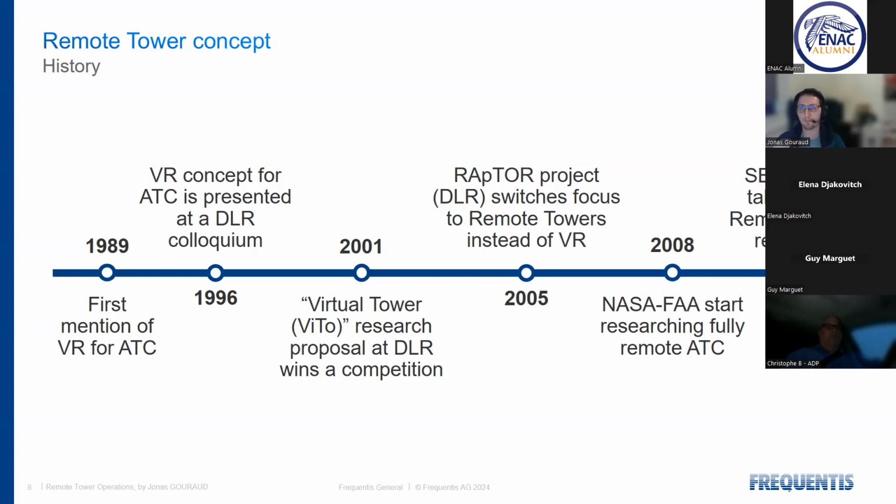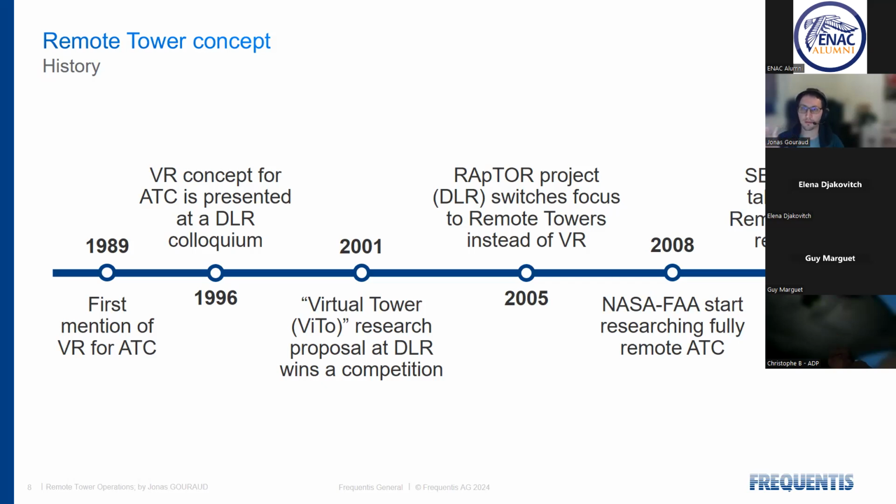It was used during some discussions between DLR and FAA. So DLR, which is Germany, and FAA, which is the ANSP for the USA. And then after some research during the RAPTOR project, the European research switched to using remote towers instead of virtual reality, because they saw it as much more promising and easier to achieve, since virtual reality in 2005 wasn't really that great. And also it was weaker to actually deploy.